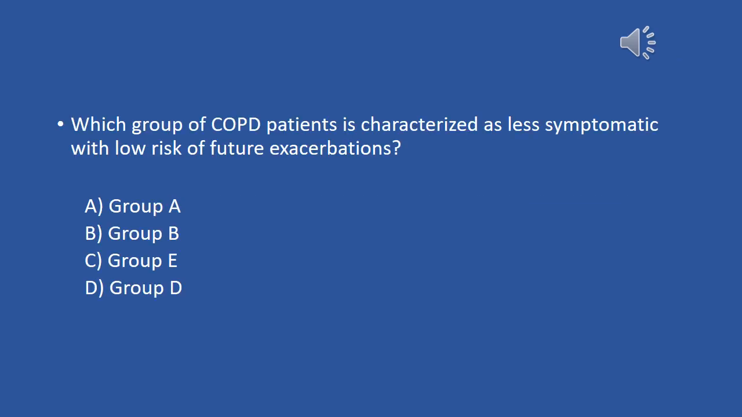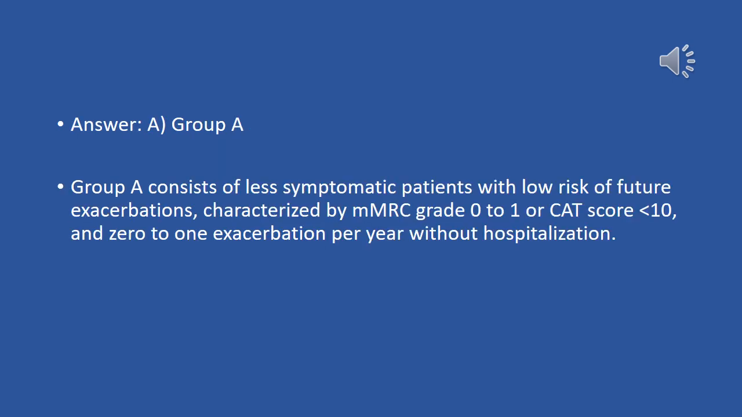Which group of COPD patients is characterized as less symptomatic with low risk of future exacerbations? Group A, Group B, Group E, Group D. Answer: A. Group A. Group A consists of less symptomatic patients with low risk of future exacerbations, characterized by mMRC grade 0 to 1 or CAT score less than 10 and 0 to 1 exacerbation per year without hospitalization.